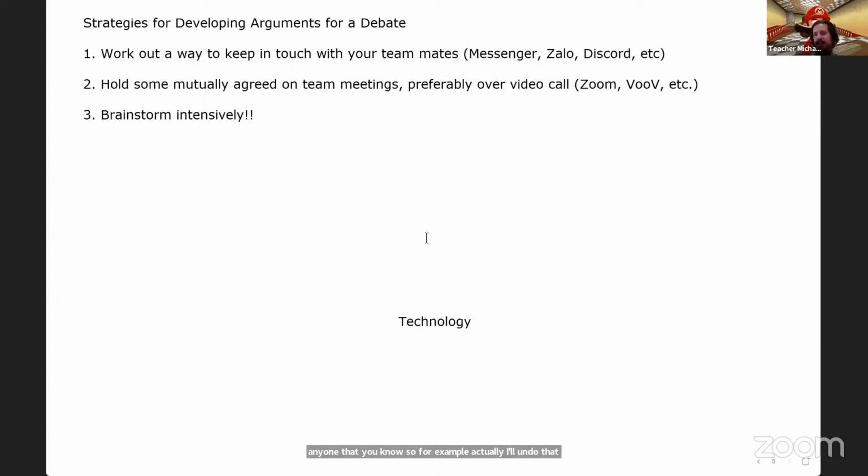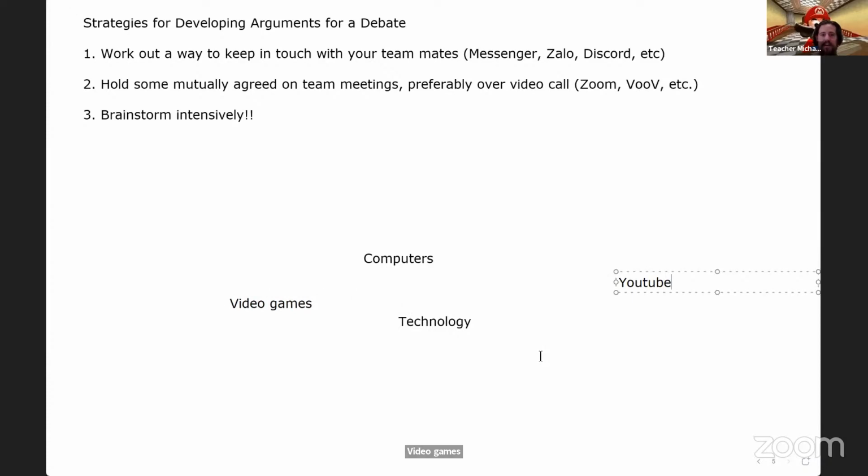So the example is the topic is technology. To brainstorm, basically any ideas you have about this idea here, technology, you write them down on the paper. So I might say, okay, computers, video games, YouTube, robotics. All of these different ideas that you have about this one topic, you write them all down on the sheet of paper.